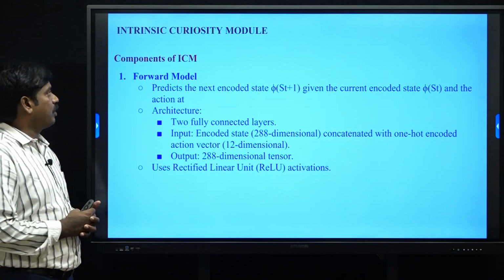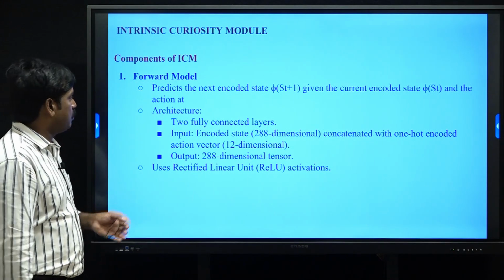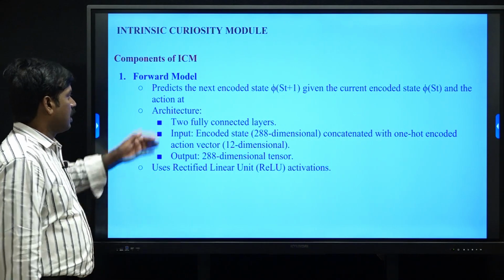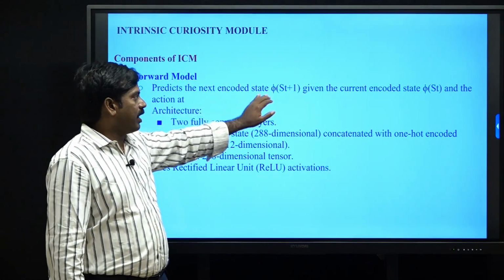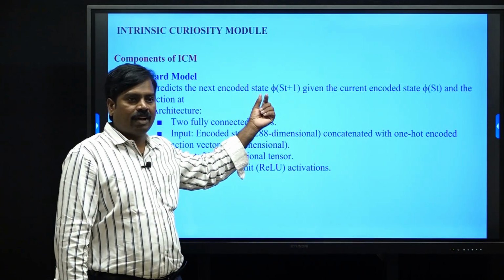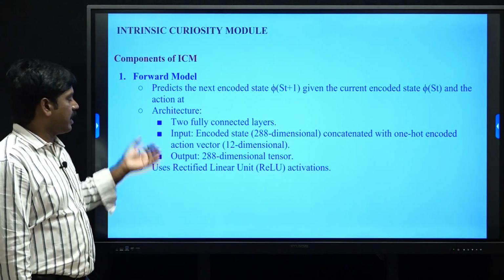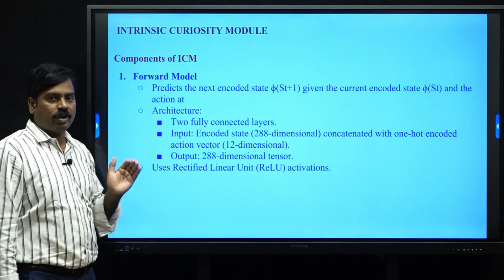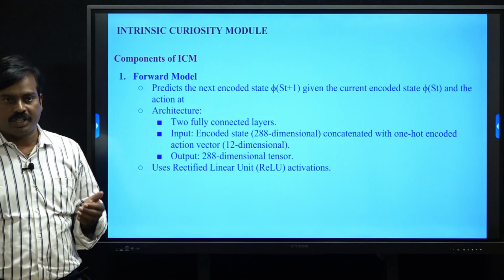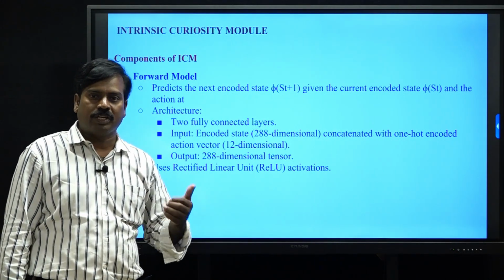The next one is the forward model, one of the components in ICM. The forward model predicts the next state, phi of s t plus 1, where phi indicates encoded states. The forward model predicts the next encoded state based on the current encoded state and the action applied on that state.